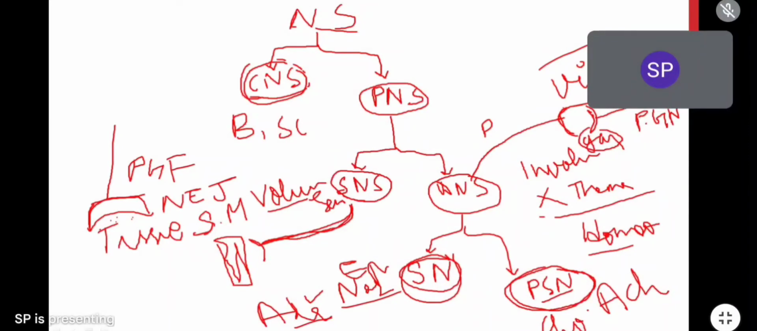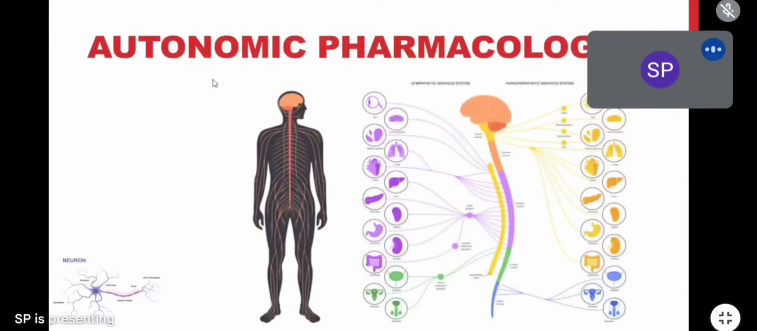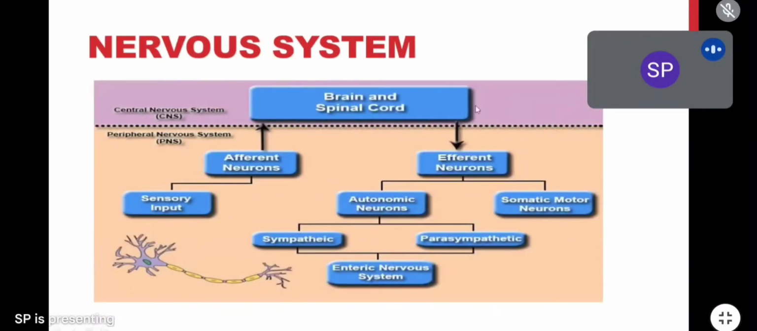Understood everybody? This classification understood? Now a few more confusing points are there. Let me explain some confusing points. In autonomic pharmacology, this is the general classification I just explained. The nervous system is divided into afferent and efferent nerves. Afferent nerves sense from the peripheral tissues to the brain. Efferent nerves send information from the brain to the other tissues.